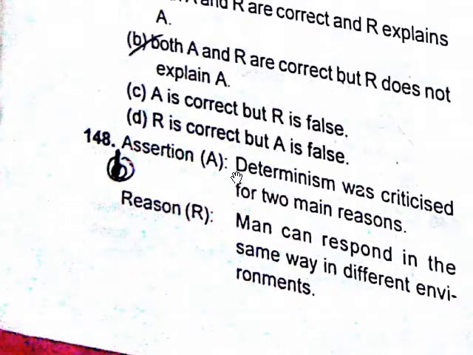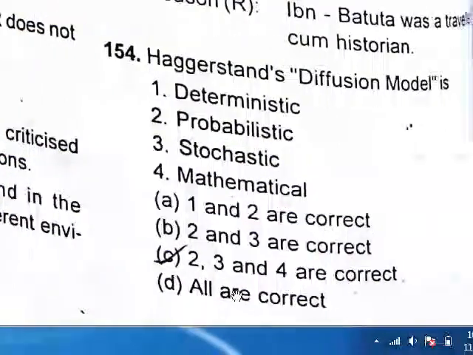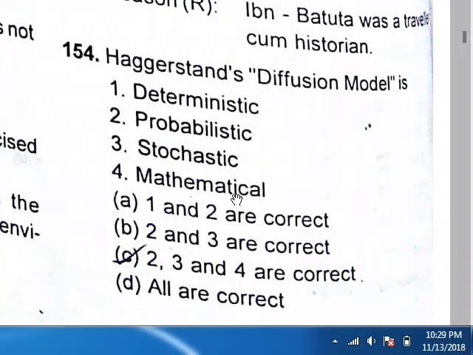So the next question, determinism was criticized for two main reasons. It is correct, and man can respond in the same way in different environments. So it is correct, but R does not clearly represent A. So B is the correct answer. Next, Hagerstrand's diffusion model is probabilistic, stochastic and mathematical. So not deterministic, it is probabilistic, stochastic and mathematical.